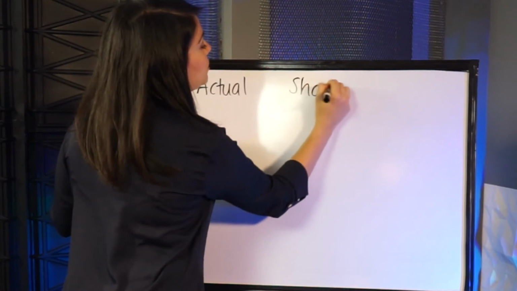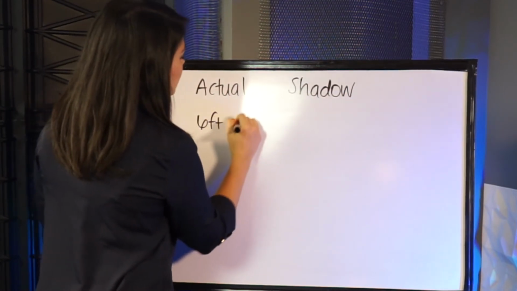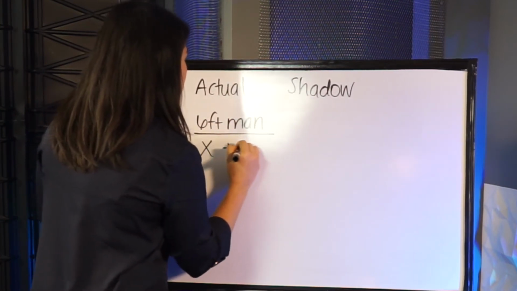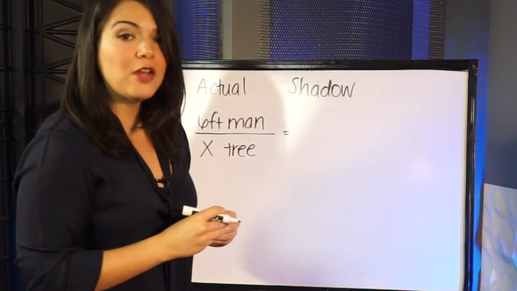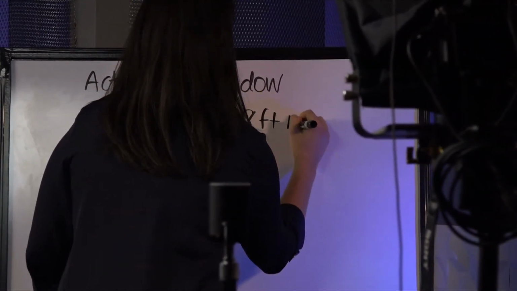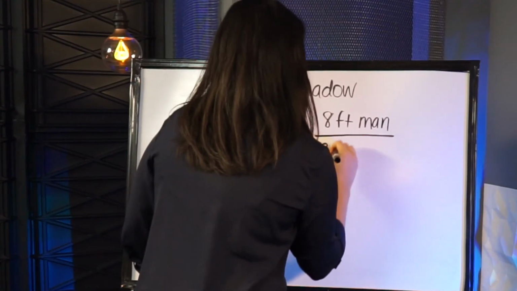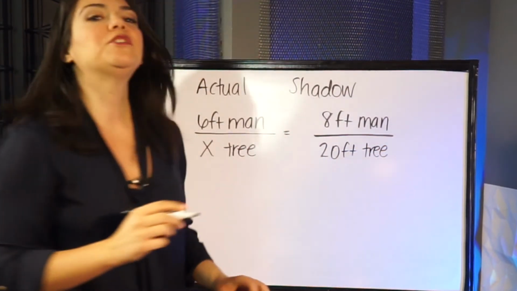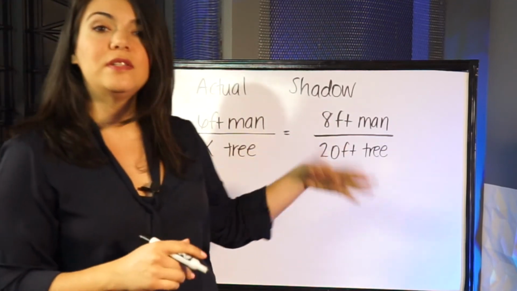Actual versus shadow. So we know that the man is 6 feet tall, but we don't know how tall the tree is. But we do know their shadows, right? And their shadows are 8 feet for the man and 20 feet for the tree. So far, so good? Scenario 1 is the actual height. Scenario 2 is the shadow height.